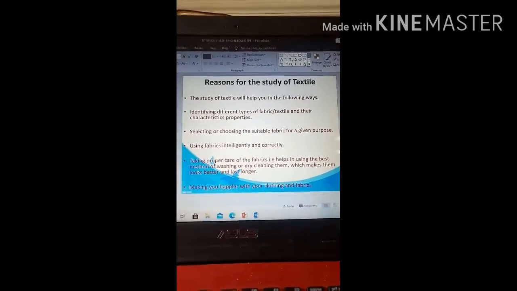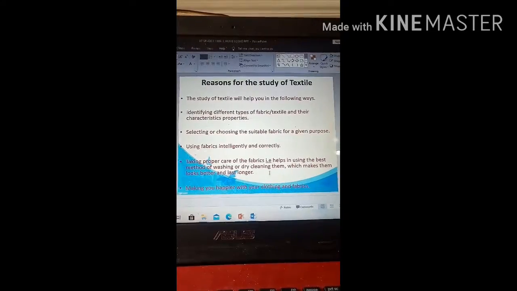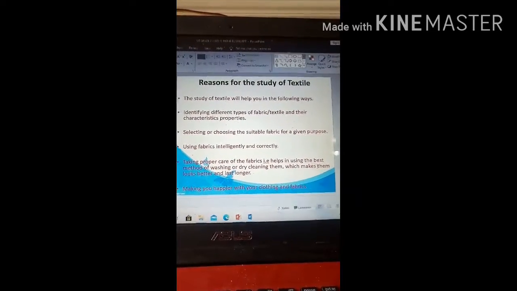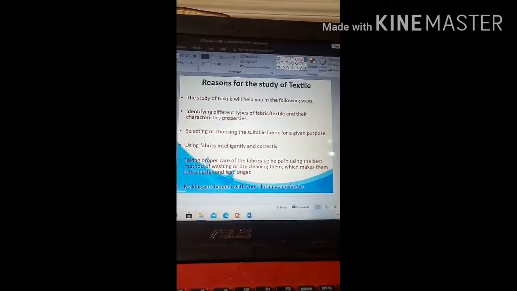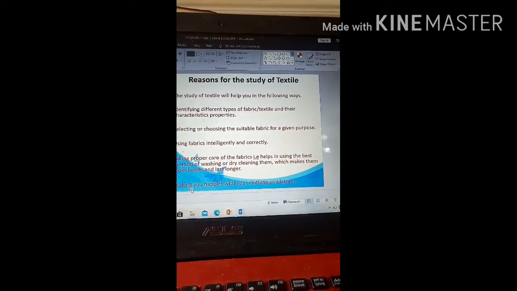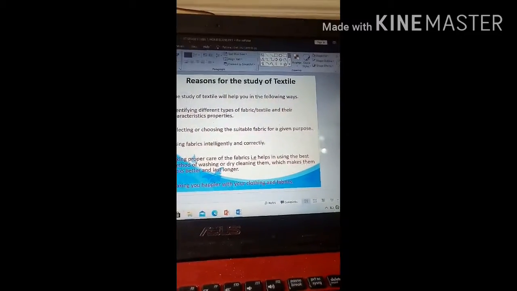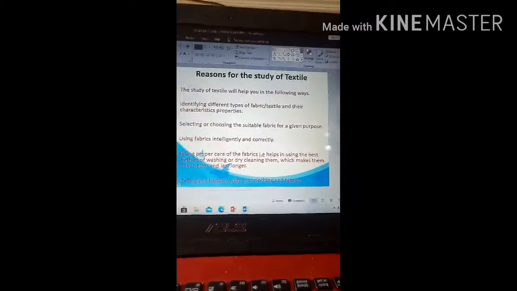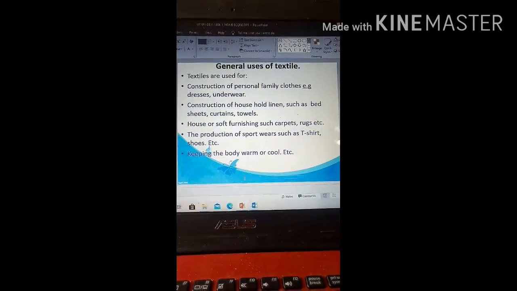That is, it helps in using the best method of washing or dry cleaning our clothes, which makes them look better and last longer. Then studying textile helps you to be happier with your clothes and fabrics. These are the reasons why studying textile is very crucial.